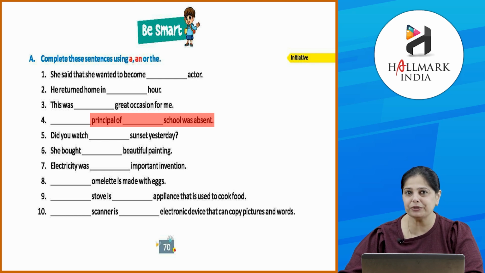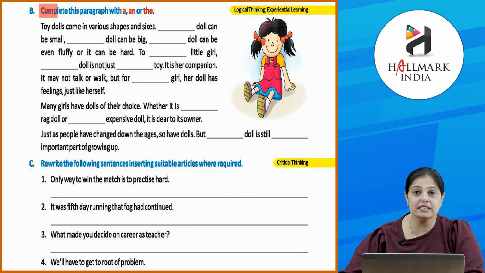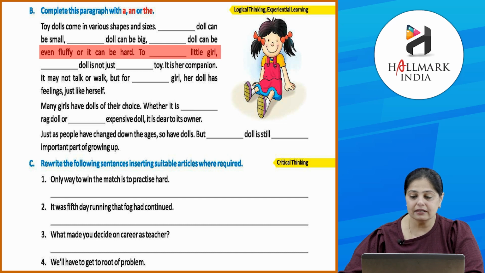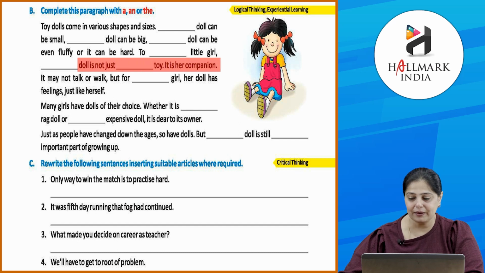Okay. And I'm not going to do that. You have to do it by yourself. Okay. Next exercise says complete this paragraph with a, an, or the. Okay. Toy dolls come in various shapes and sizes. Okay. The doll can be small. A doll can be big. Okay. The doll can be even fluffy, or it can be hard. Okay. To a little girl, the doll is not just a toy. It is her companion. Okay. So, अब बाकी वाले sentences अपने आप कर लेना.